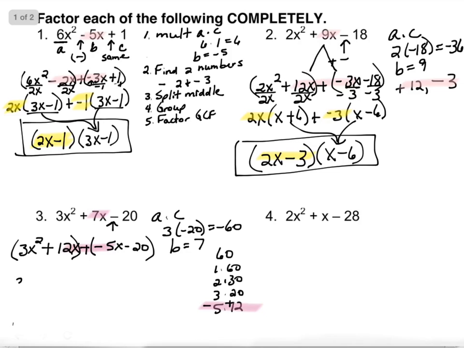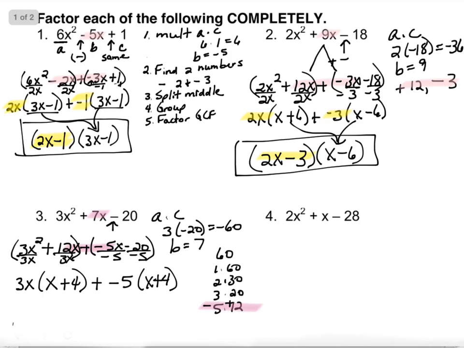Factor out your greatest common factor, which is 3x. So I divide each of these things by 3x. And that leaves me, when I do the division, with x plus 4. The greatest common factor here is going to be negative 5, which is going to leave me, I put the negative 5 outside, x plus 4 in parentheses.